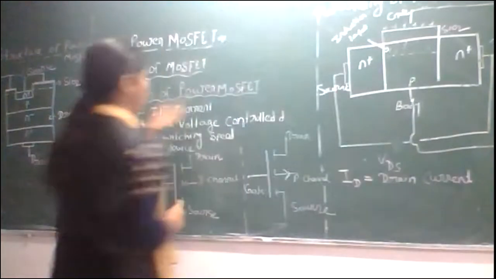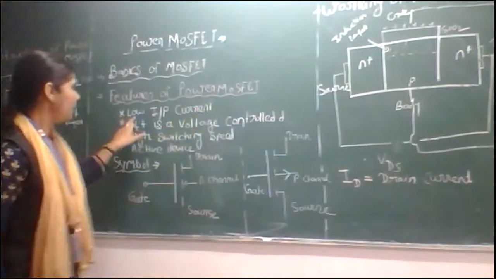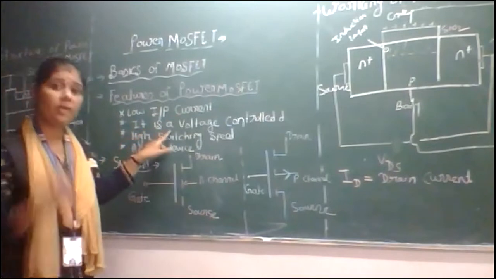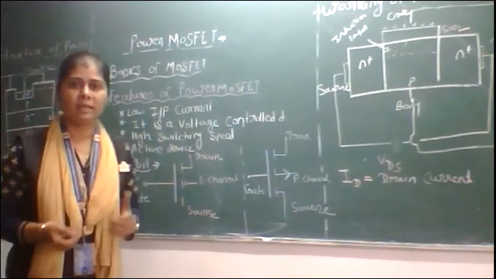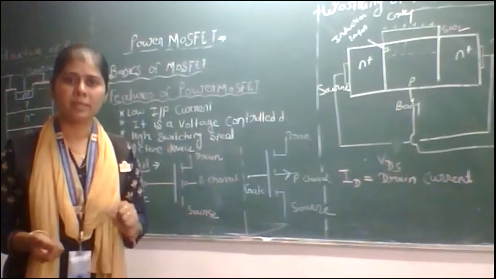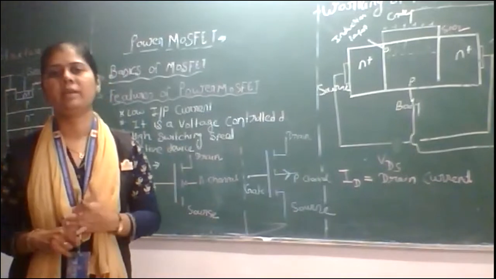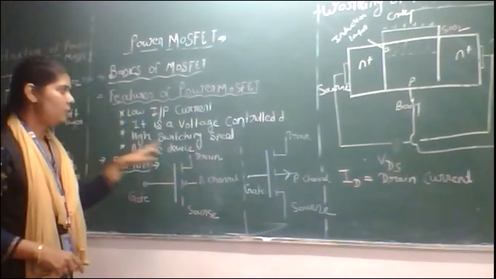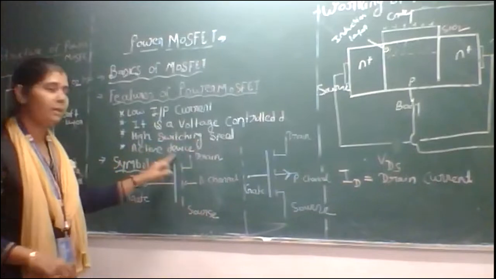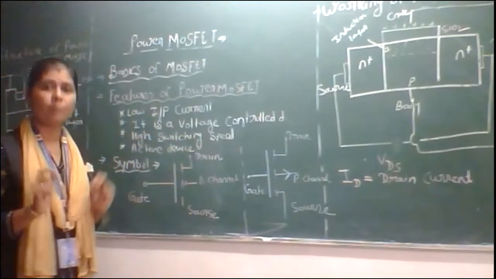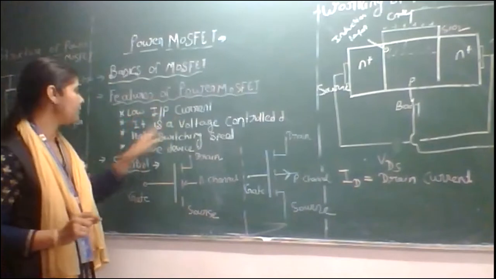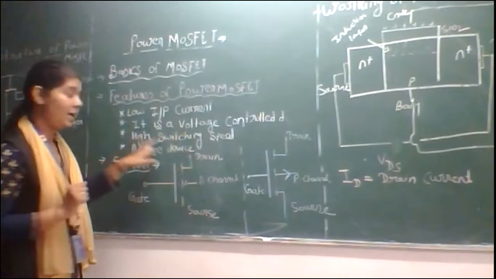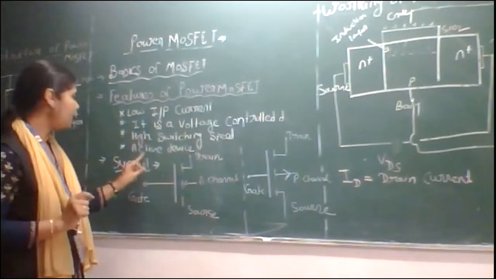The features of power MOSFETs are low input current. It is a voltage controlling device. BJT is a current controlling device, but MOSFET is a voltage controlling device. Why? We will see in this lecture. High switching speed, active device. These are the basic features of MOSFET.